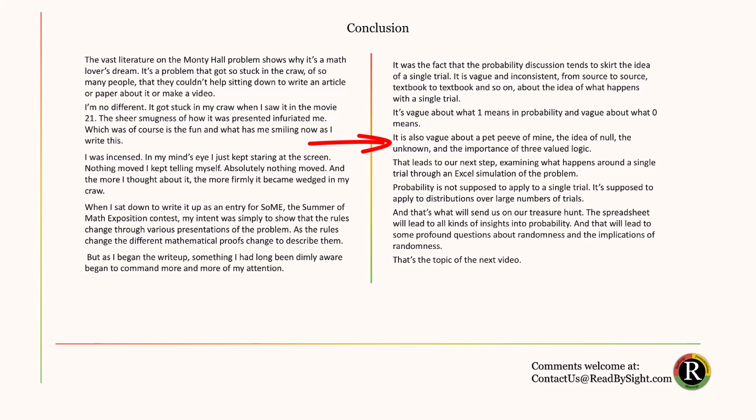That leads to our next step, examining what happens around a single trial through an Excel simulation of the problem. Probability is not supposed to apply to a single trial. It's supposed to apply to distributions over large numbers of trials. And that's what will send us on our treasure hunt. The spreadsheet will lead to all kinds of insights into probability, and that will lead to some profound questions about randomness and the implications of randomness. And that's the topic of our next video.